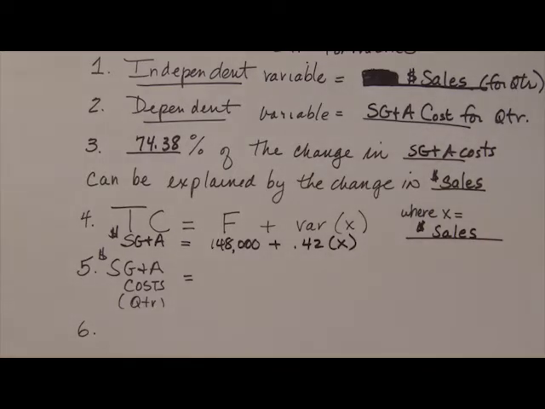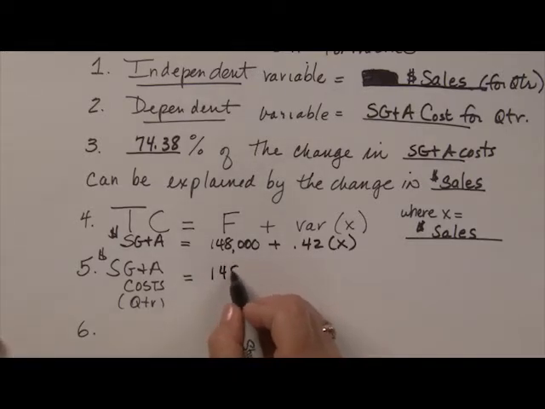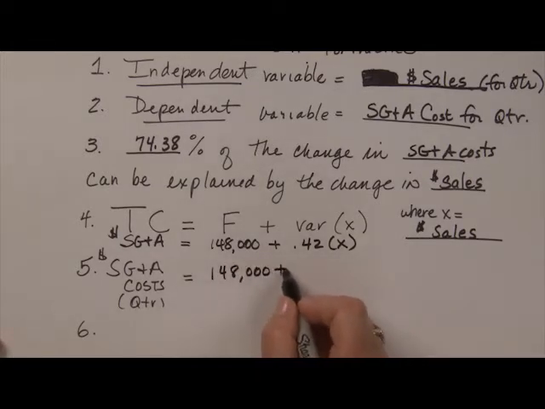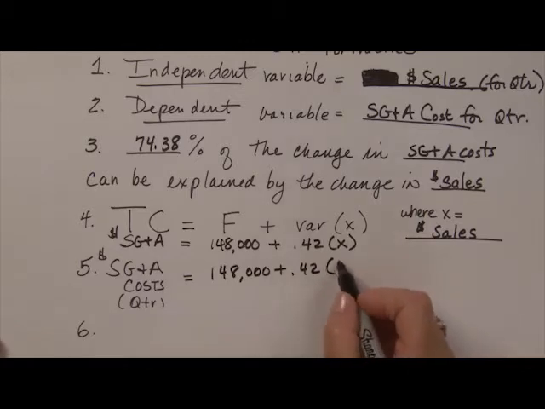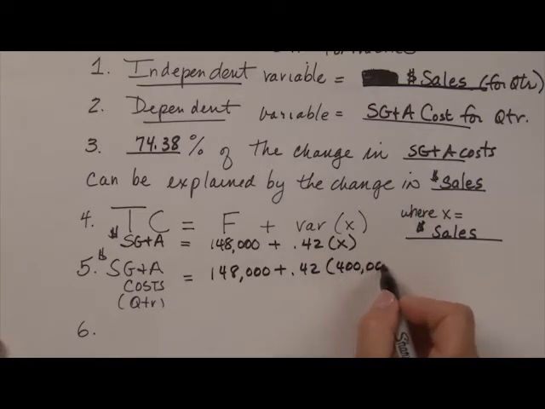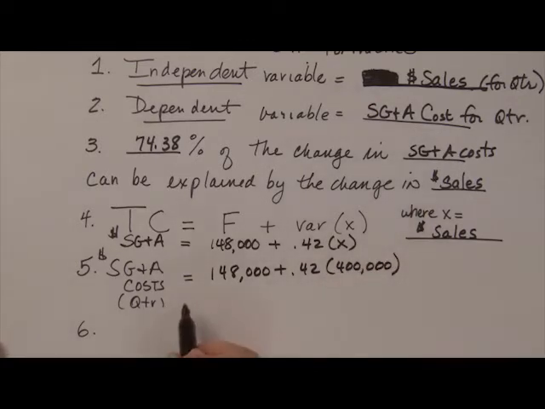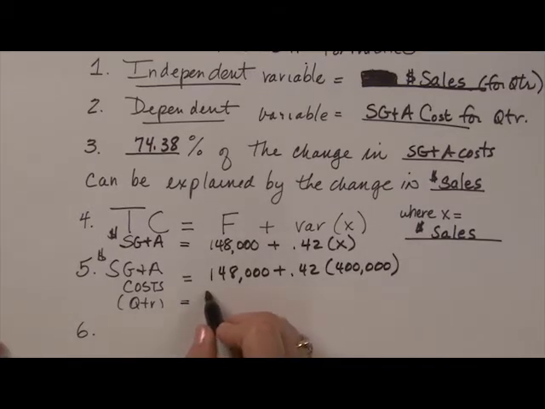Number 5, predict SG&A cost if the quarterly sales amounted to $400,000. So we would do it this way. X would be $400,000. And when we do this, we will end up with an estimated SG&A cost of $316,000.